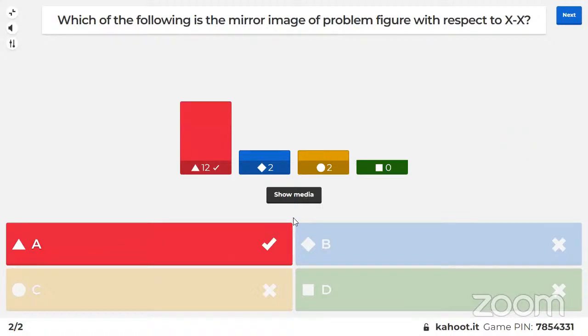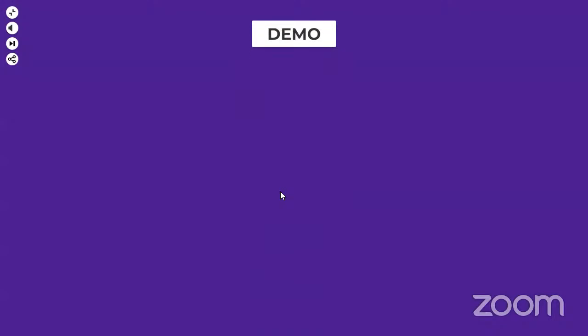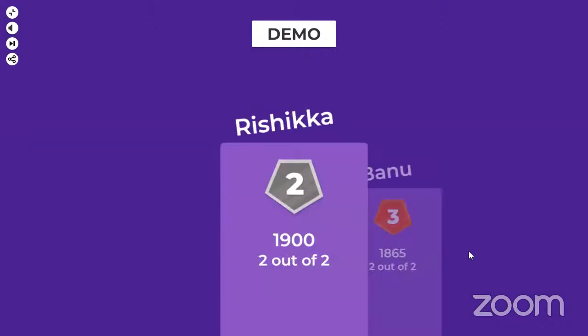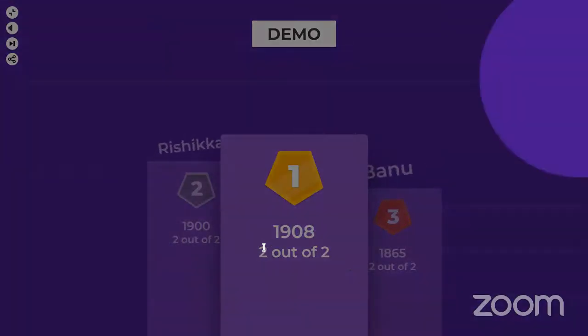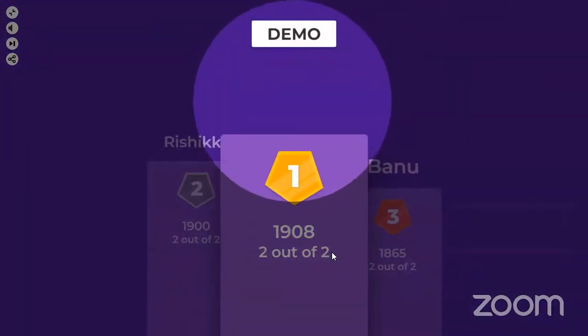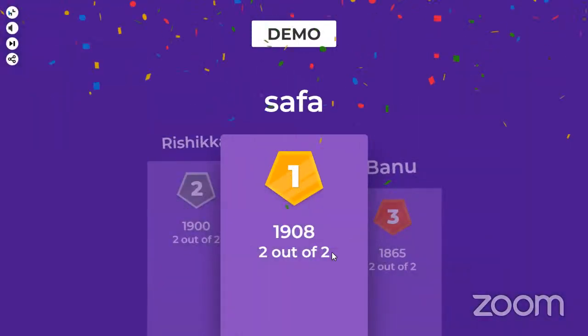Podium is a place where you'll be seeing the final results screen. That is a final results screen where you'll be able to see the top 5 participants, top 3 and the 2 runners. Okay, so this is how the podium looks like. You can see the third spot we have Banu with 1865 points. Second we have Rishika, and first we have Safa, 1908 points, and we have 2 runners up also, Nia and Mayamai. Okay, right. So this is how the screen looks like.